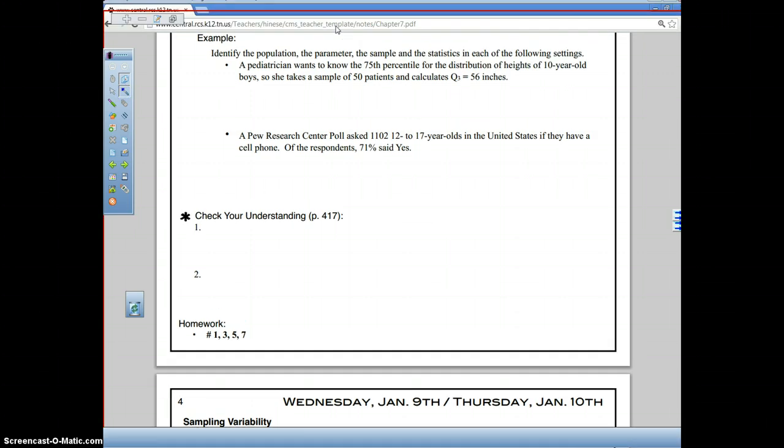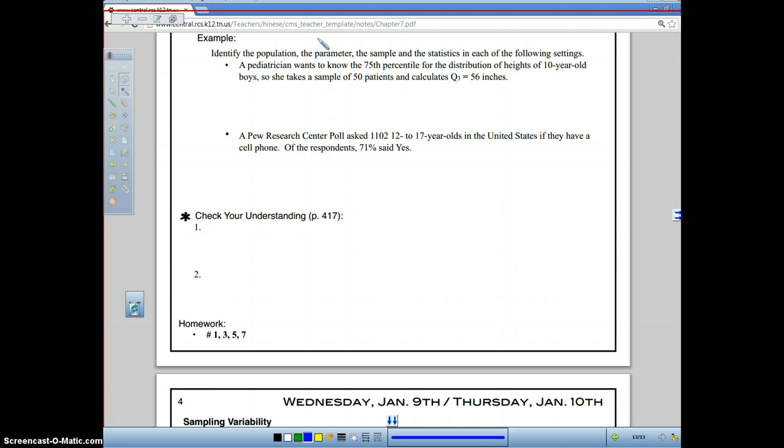Chapter 7 is all about sampling distributions, and we begin the section of statistics where we talk about inference, where we take what we know from a sample and then we apply it to estimate something about the population. Many times in real life scenarios, populations are really difficult to find out information about because they're often so large it's very time consuming and very expensive to collect information from an entire population.